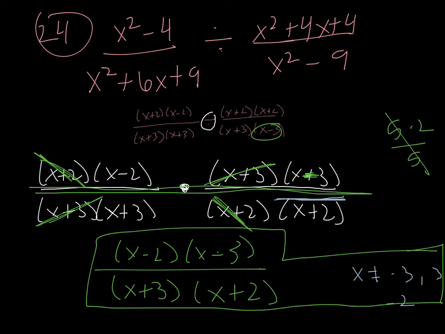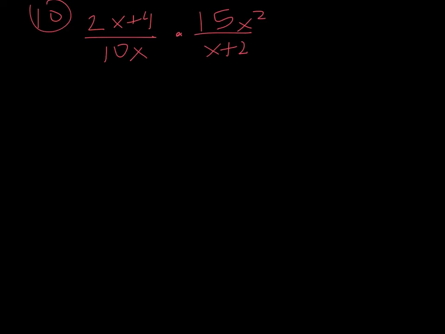And if you look at the answer key online, I have an incorrect answer, because it says that I have a domain restriction at 2, and I don't have a domain restriction at 2, just at this -2. So here's my equation. Here's my domain restriction for number 24.